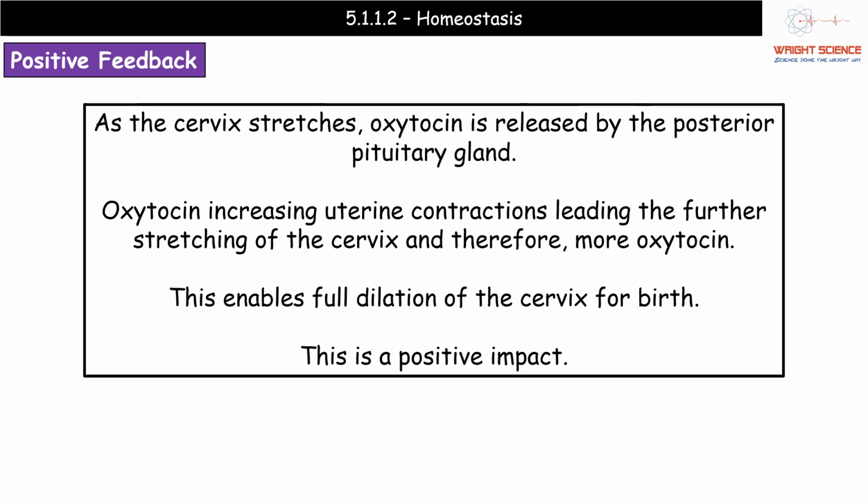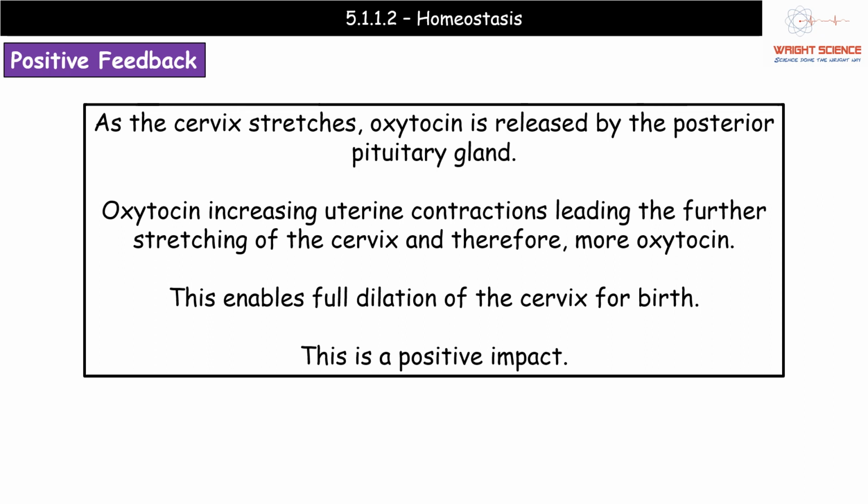Second example I've got for you of positive feedback is good old childbirth. Now, when you are giving birth to a child, what we've got is a cervix, and the cervix is going to start to stretch. At that point of stretching of the cervix, oxytocin is going to be released by the posterior pituitary gland. So we've got stretching of the cervix, hormone oxytocin is released by that posterior pituitary gland, and the oxytocin is then going to increase the contractions of the uterus.